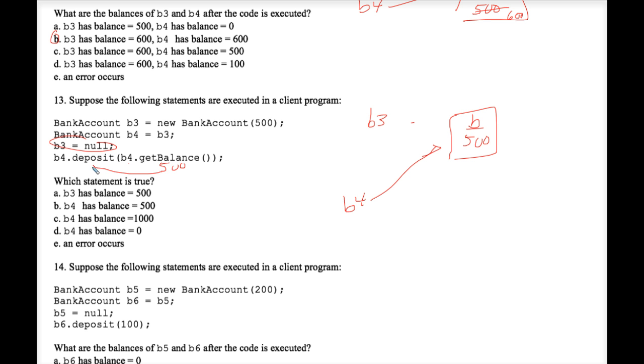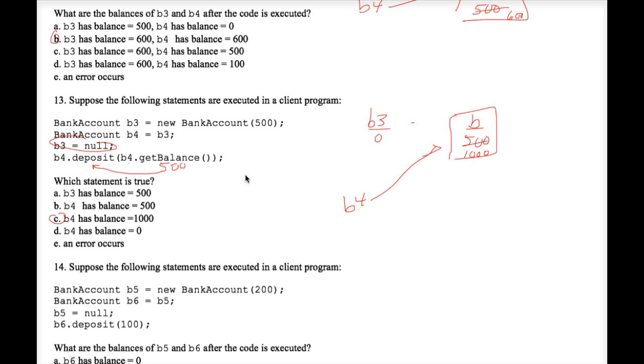and then you deposit 500 back into B4, this is like doubling your money. It's not really legal, I guess, in a bank to walk up and just kind of photocopy your money and make the balance twice as large. But that's what happens in this code. So the answer to number 13 is C. B4 does end up having a balance of 1,000.